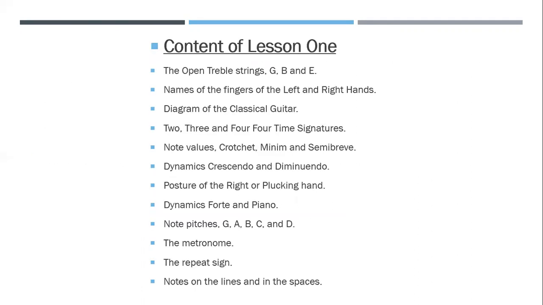examinations. The contents of Lesson 1, this lesson that we're about to watch, are the open treble strings G, B and E, names of the fingers of the left and right hands, diagram of the classical guitar, 2, 3 and 4/4 time signatures, note values, crotchet, minim and semibreve, dynamics, crescendo and diminuendo, posture of the right hand or plucking hand, dynamics, forte and piano, note pictures G, A, B, C and D, the metronome, the repeat sign, notes on the lines and in the spaces.